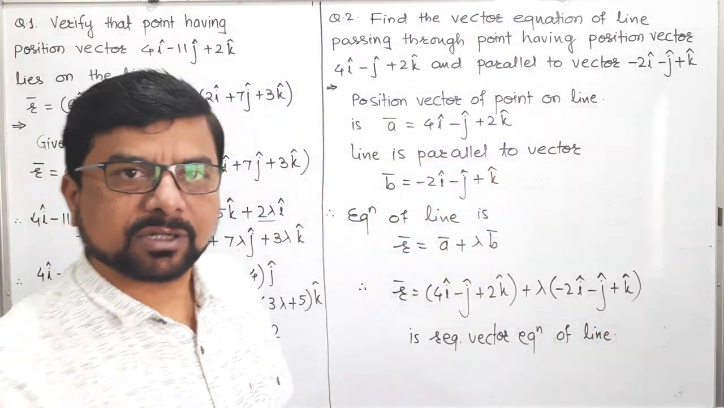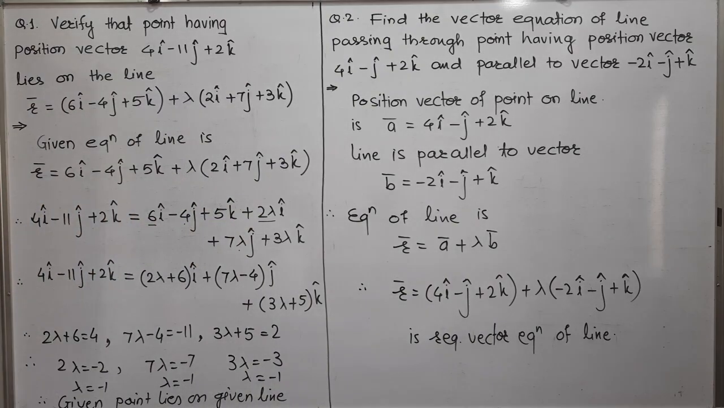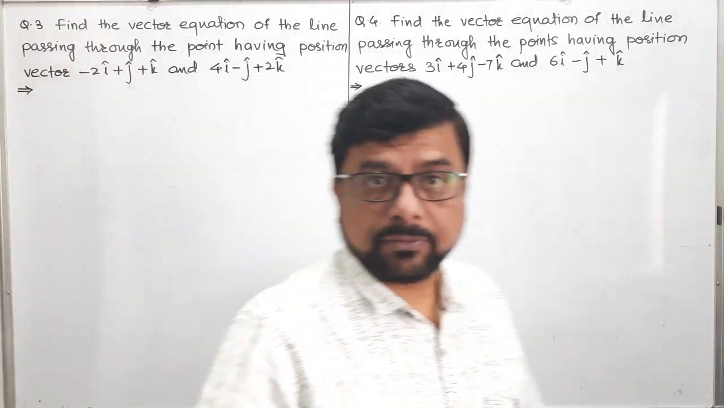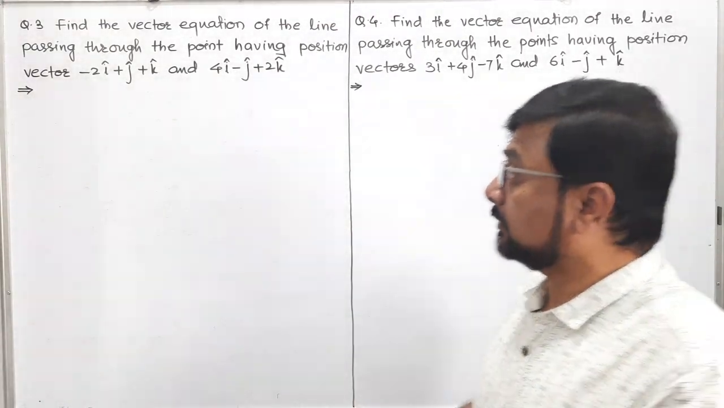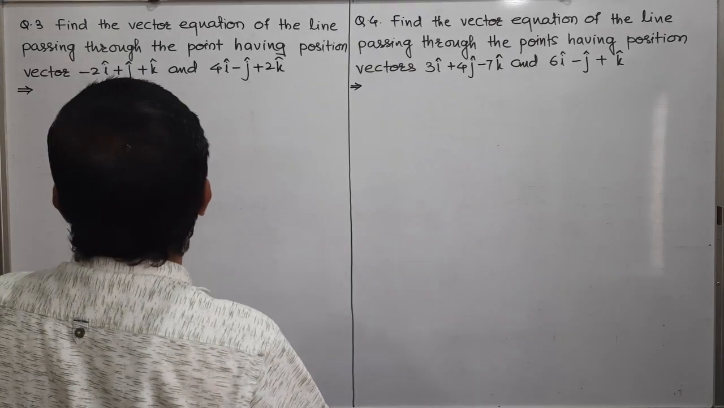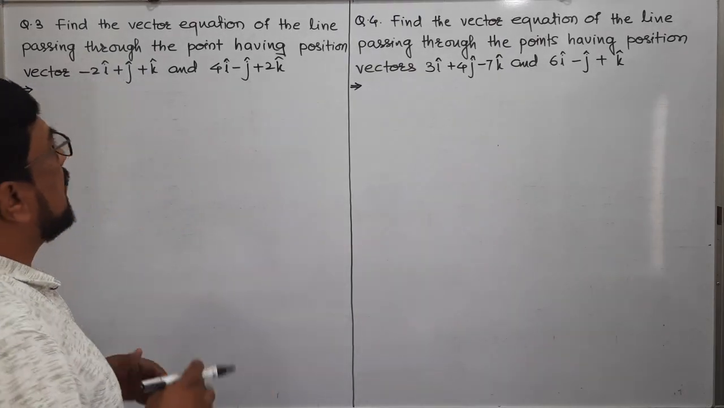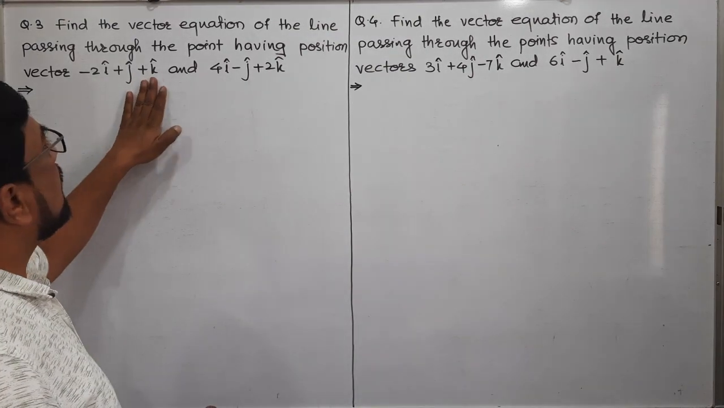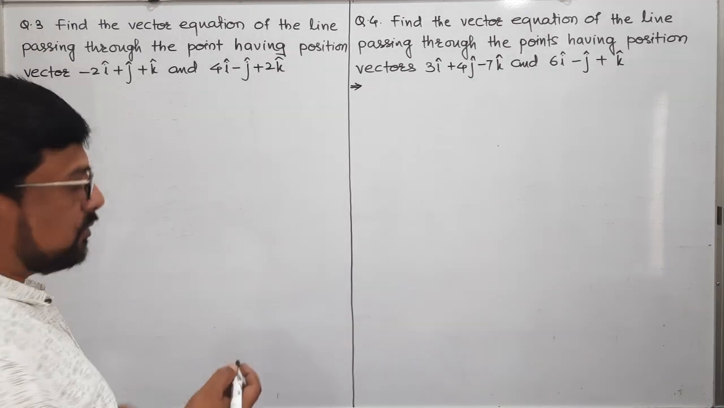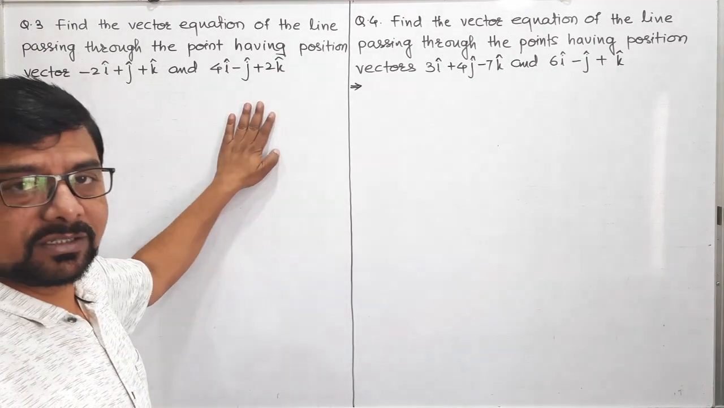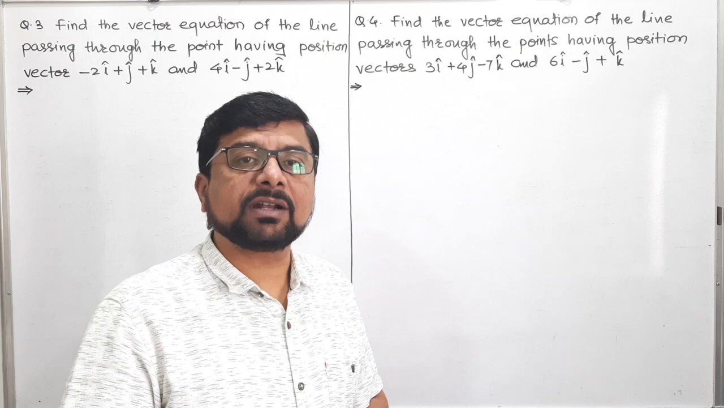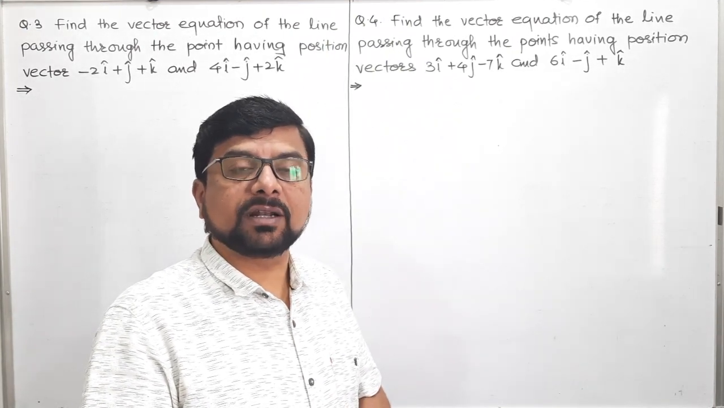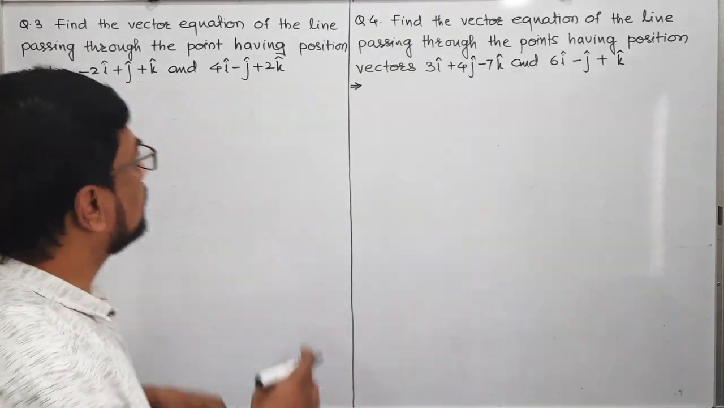इसके बाद देखते हैं क्वेश्चन नंबर 3. Now look for question number 3. Find the vector equation of the line passing through the point having position vectors minus 2i plus j plus k and 4i minus j plus 2k. Means the line is passing through 2 points, and we know that the vector equation of line passing through 2 points is given by R vector is equal to A vector plus lambda into B vector minus A vector.